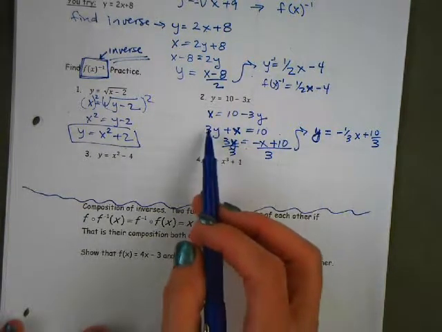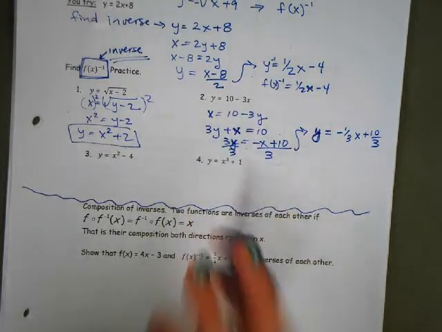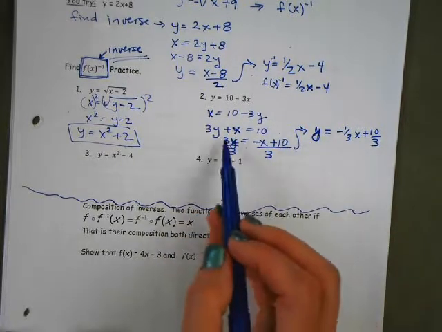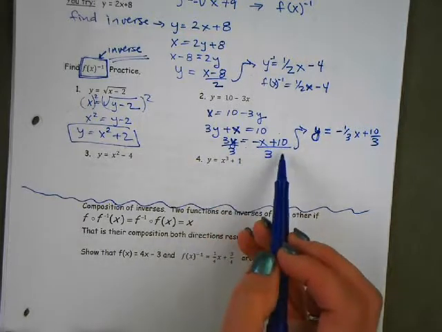Alright, so at this point, then we have 3y plus x equals 10. So I'm trying to get y by myself, so I'm going to subtract the x to the other side. Right? So I have 3y equals negative x plus 10. And then I have to divide by 3.